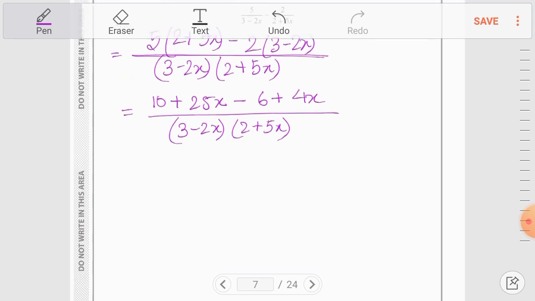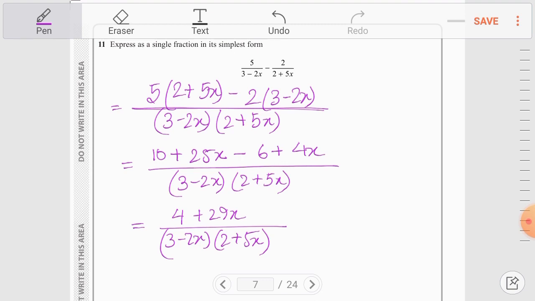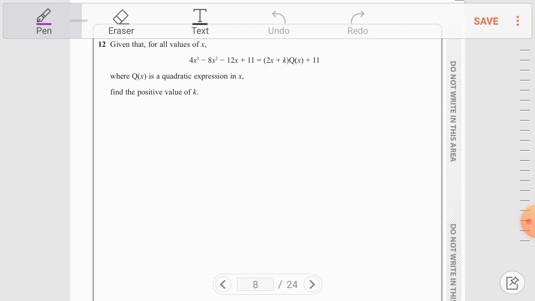And we get 10 minus 6 is 4, 25 plus 4 is 29x, divided by 3 minus 2x, 2 plus 5x. So I have already calculated the maths and given it in its simplest form. That is 4 plus 29x divided by 3 minus 2x into 2 plus 5x. I hope question number 11 was clear. Moving to question number 12.